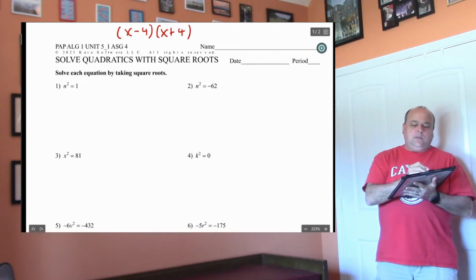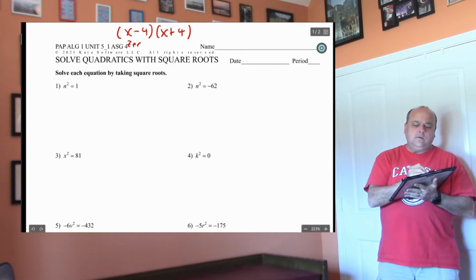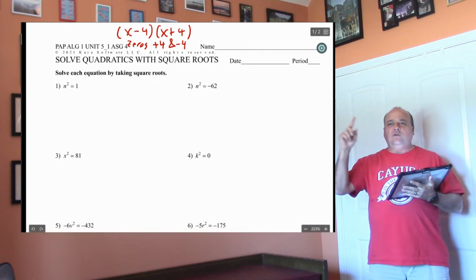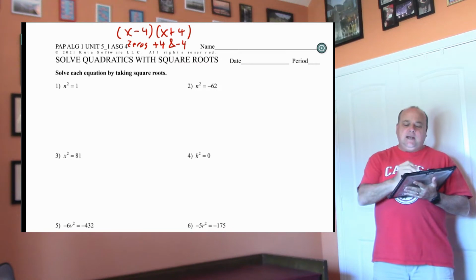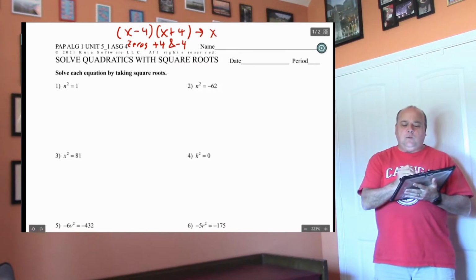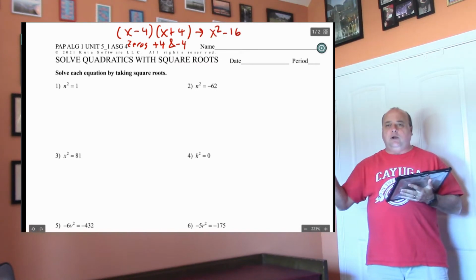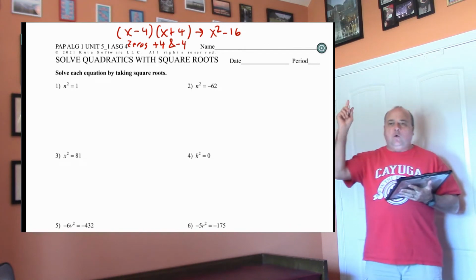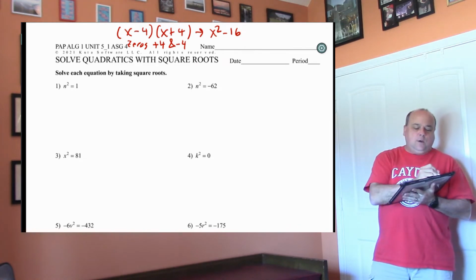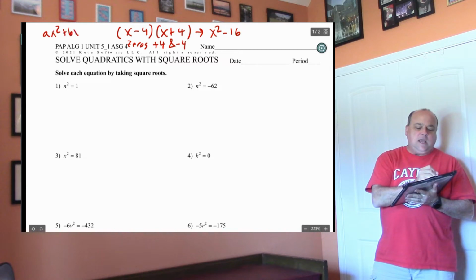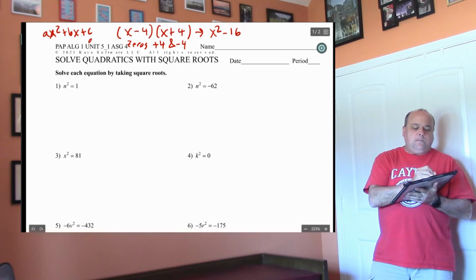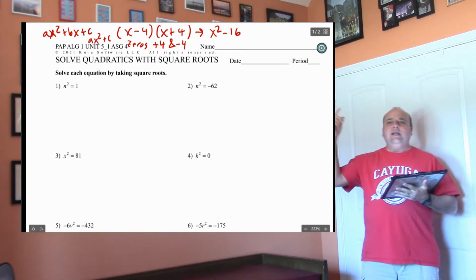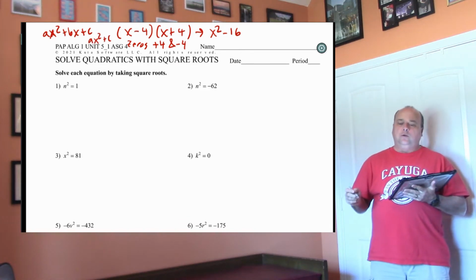The zeros would be what? Positive 4 and negative 4. Notice the numbers are the same, but the signs are different, right? Now then, if we were to multiply this, we would get x squared minus 16. The middle term would cancel out, right? So on problems that do not have, remember, ax squared plus bx plus c, that's the standard form, if you take out the b, you can get the answer with the square root, okay?